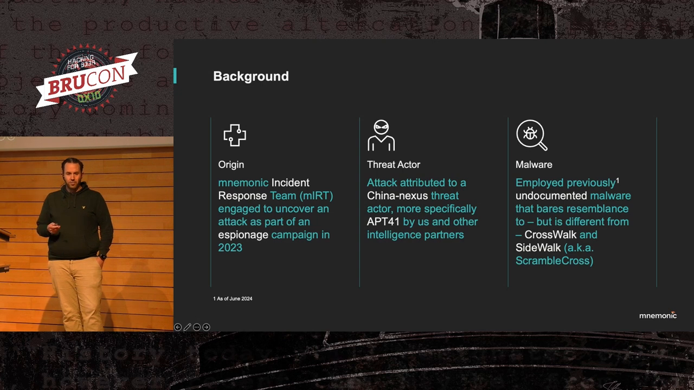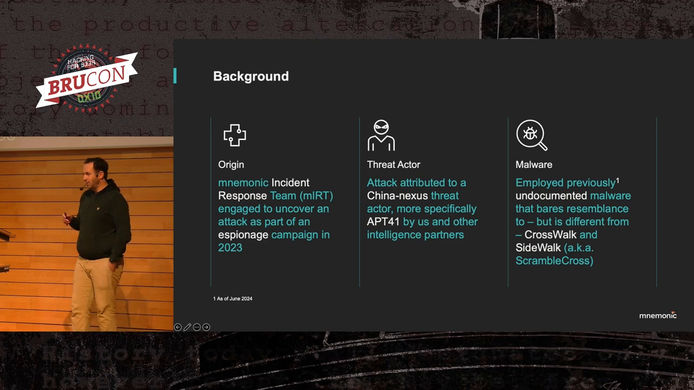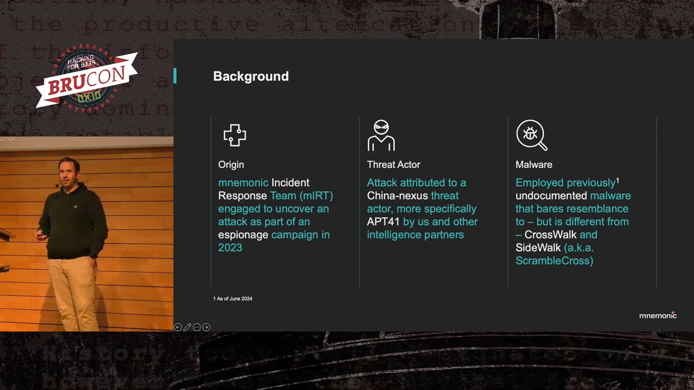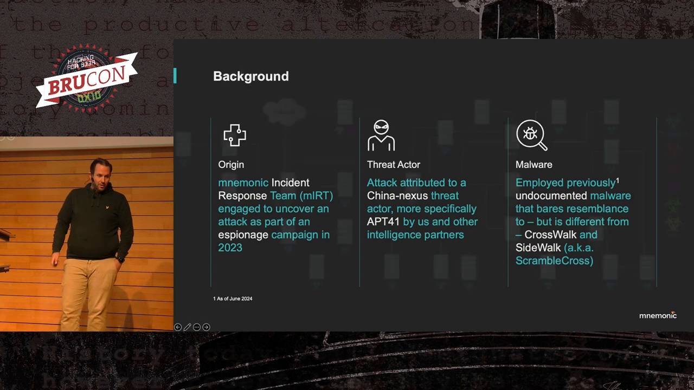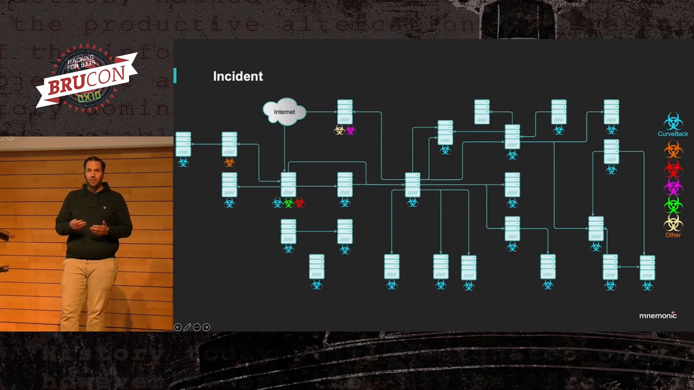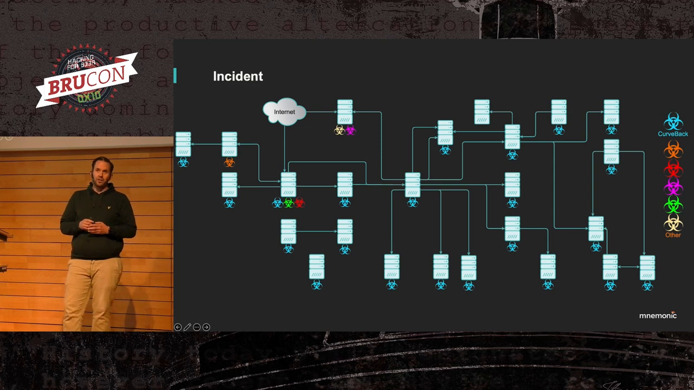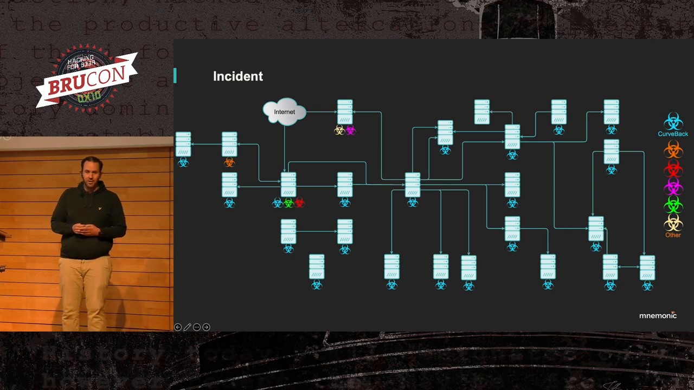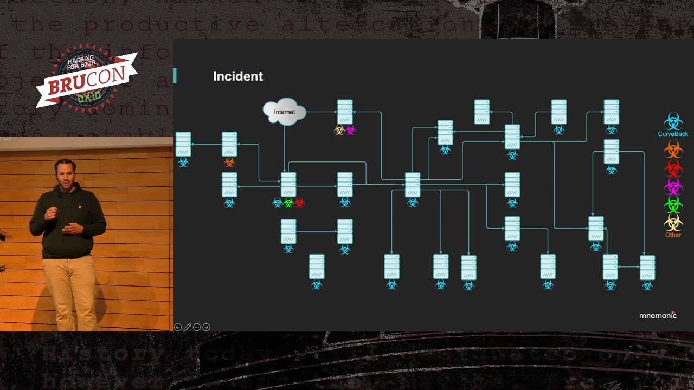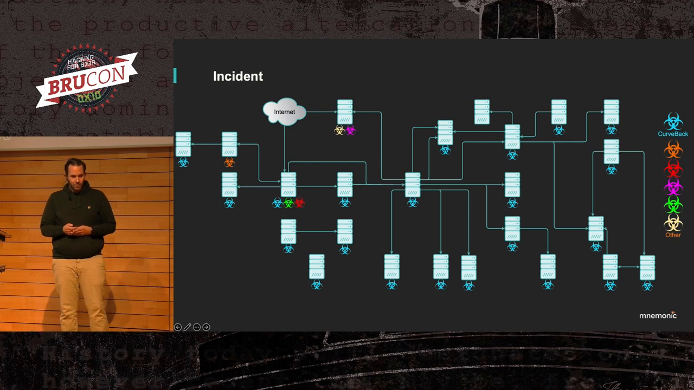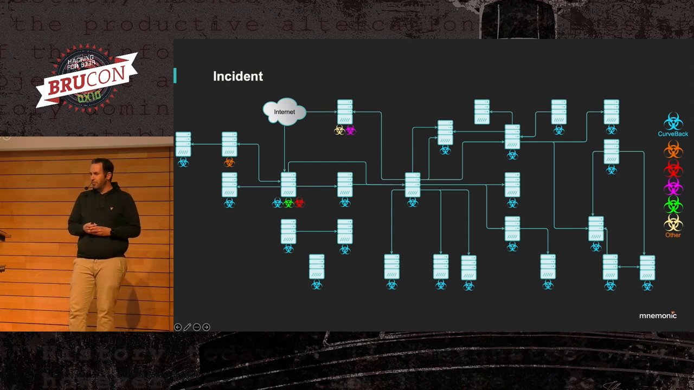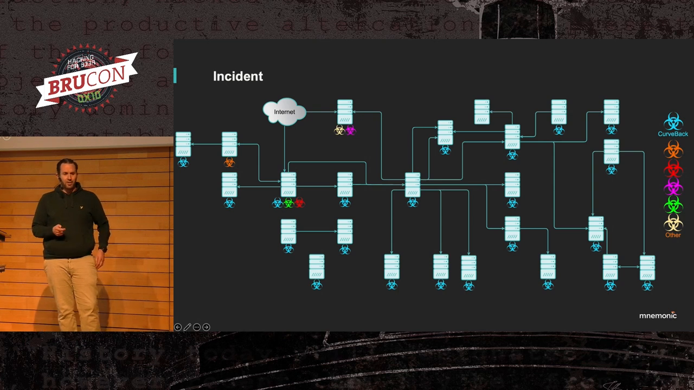It has similarities to CrossWalk and SideWalk, which is also used by APT41. So we find that this is so interesting that we want to do a deep analysis of it and talk about it. And during the incident, a lot of servers and clients were compromised by the malware we named CurveBack back then. It is not uncommon to see so many infected servers and clients in large incidents like this, but we saw that CurveBack was the backdoor they used the most in the incident. So we find it very interesting. There were a couple of other malware as well, but this was the most used.